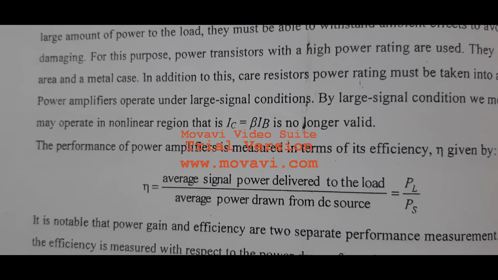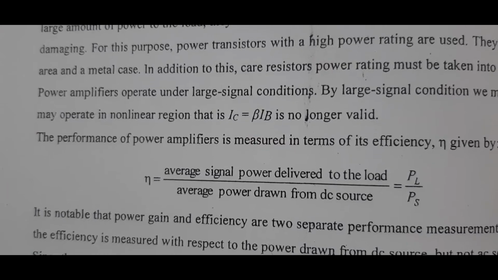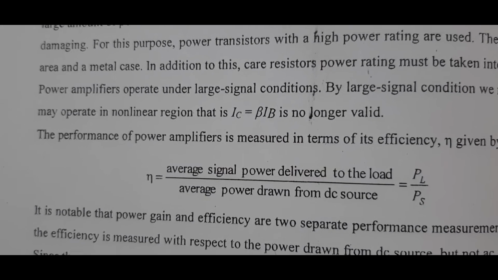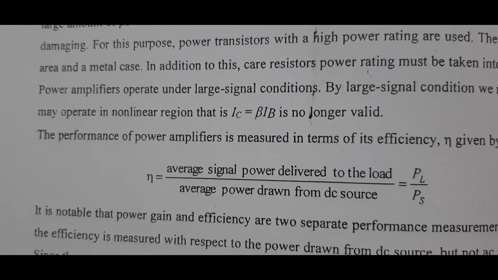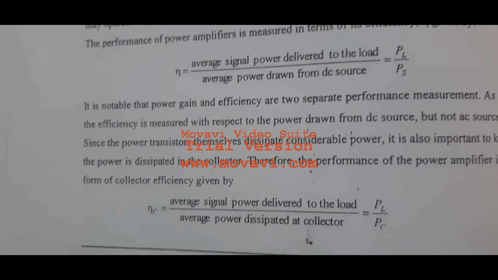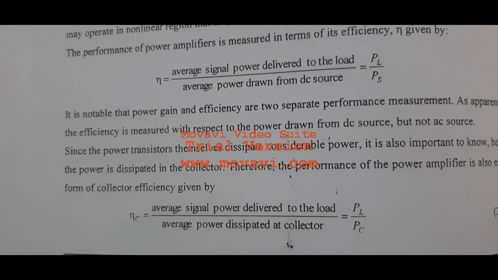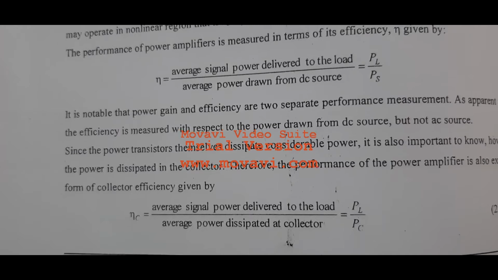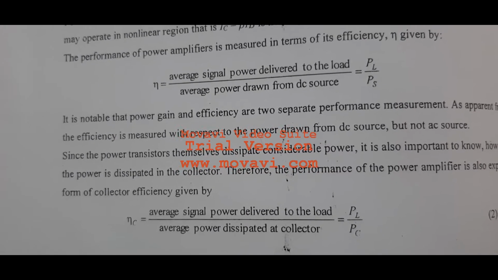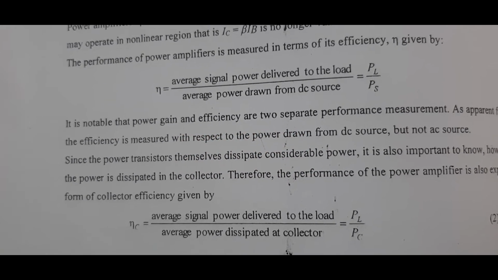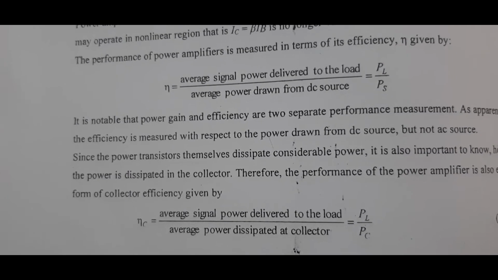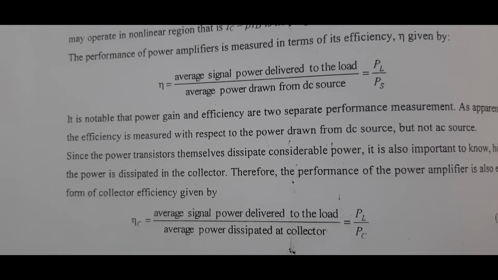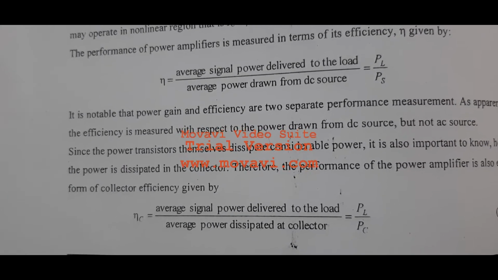The performance of any power amplifier is measured by its efficiency, which is given by the average signal power delivered to the load divided by the average power drawn from the DC source. Since the power amplifier itself dissipates a large amount of power, it is important to calculate the efficiency of the collector too, which is given by the average signal power delivered to the load divided by the average power dissipated at the collector.